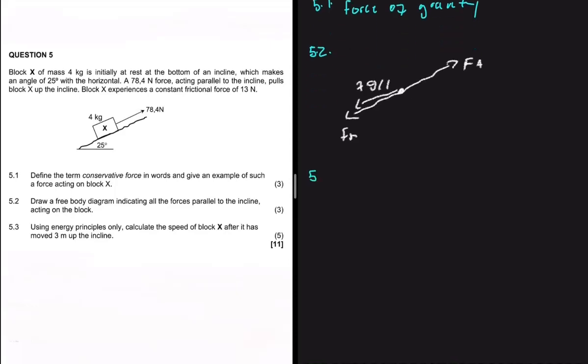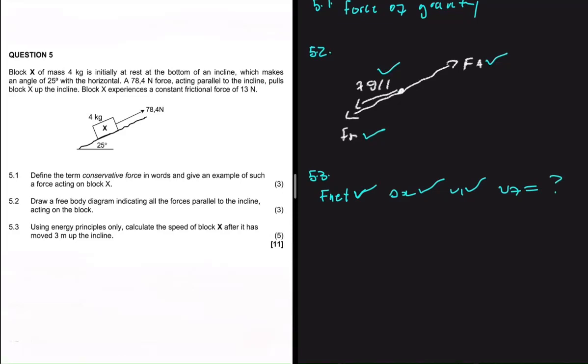And 5.3: using energy principles only, calculate the speed of block X after it has moved 3 meters up the incline. Right, so let's look at the information we have and see how we can approach this problem. We have the magnitude of the applied force, we have the magnitude of the frictional force. We can determine Fg parallel, right? So we basically have Fnet, and then we have delta x because we want the speed after the block has moved 3 meters. And then we have Vi because we start at rest, and we're looking for Vf. I think that's all we have, right?